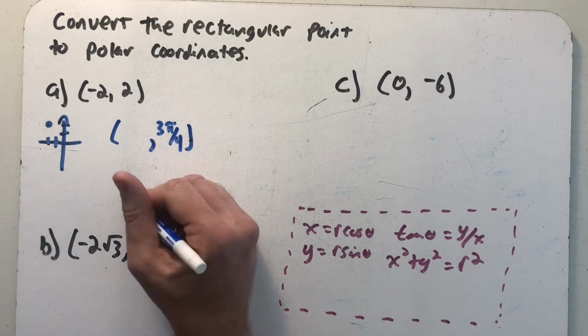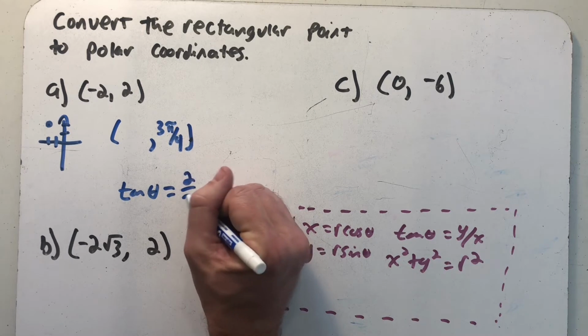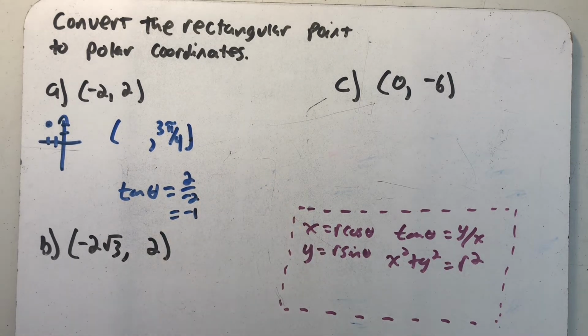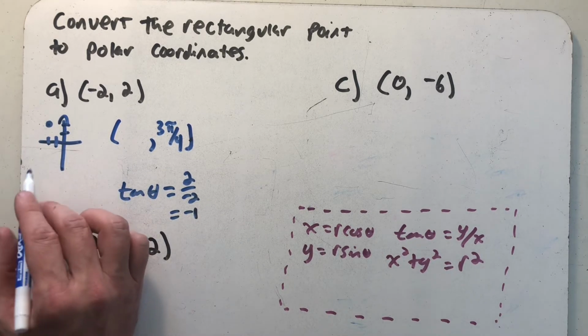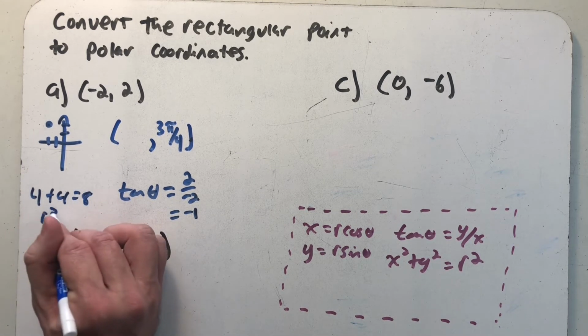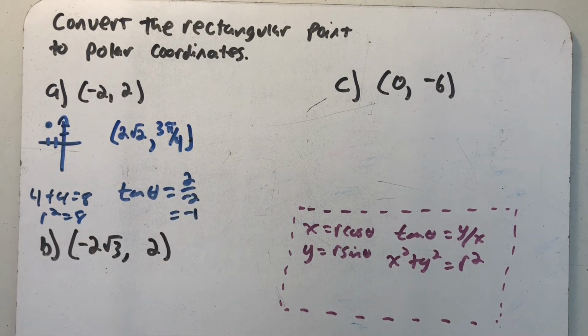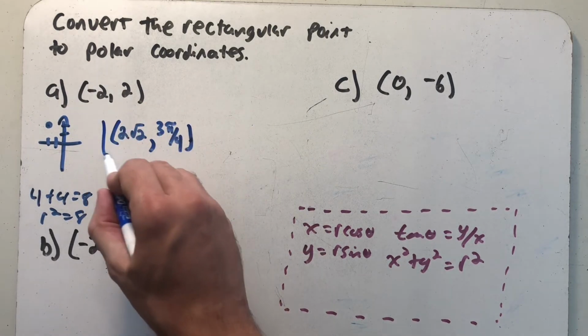Now I could set it up to where I was finding the tangent of theta is equal to y over x, 2 over -2 is -1, and then I'm thinking of the appropriate place where tangent's equal to -1, and that in the second quadrant is 3 pi fourths. All right, now I'm looking for a value of r, and r squared is x squared plus y squared. So let's see, I have 4 plus 4 is 8, so r squared is 8, making this 2 times the square root of 2 away from the origin. And so there I have my first polar coordinate.